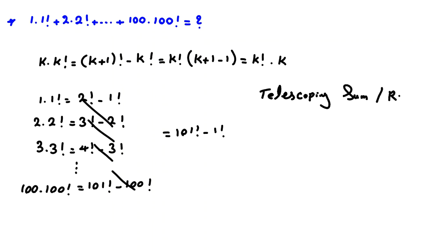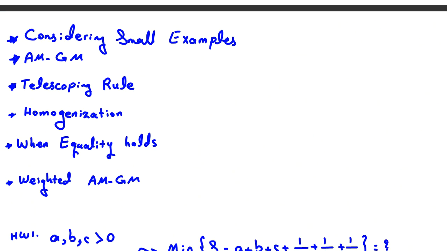We have also telescoping product. It is similar to that. Now, I told you what the telescoping rule is. Now, this part concerns small examples and AMGM.